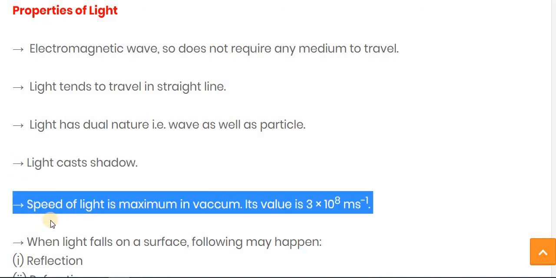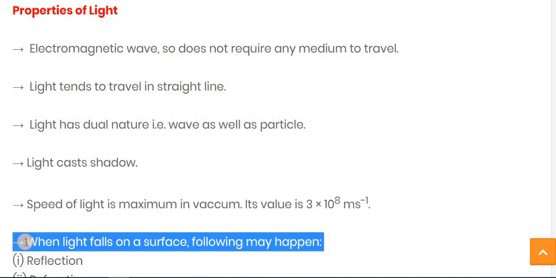The next property of light is that the speed of light is maximum in a vacuum. Why? Because there is no barrier and no obstruction, since in a vacuum there is no gas, nothing. So obstacles are zero. Due to that, the speed of light in a vacuum is maximum, and its value is 3 into 10 raised to 8 meters per second.